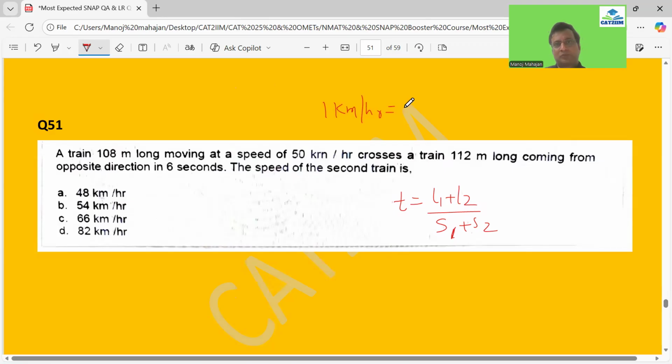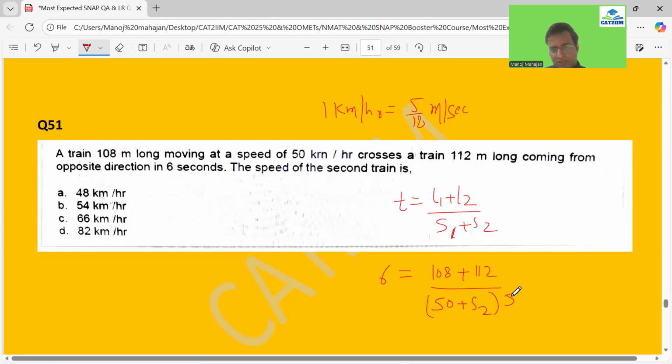So remember the units, that's very, very essential. 1 kilometer per hour is 5 by 18 meter per second. So you have to convert accordingly. The time is given in seconds, right? Length is given in meters. Both the trains are 108 meters long and 112 meters long, so both lengths are given. The speed of one of them is missing, right? So that's what we have to find out.